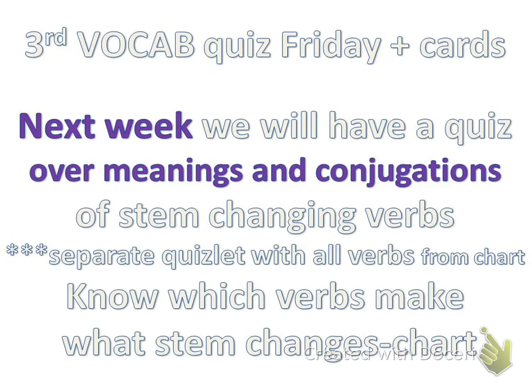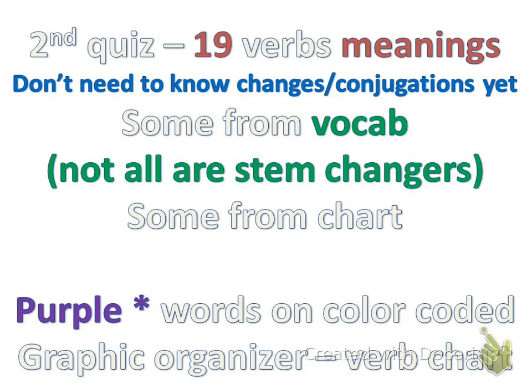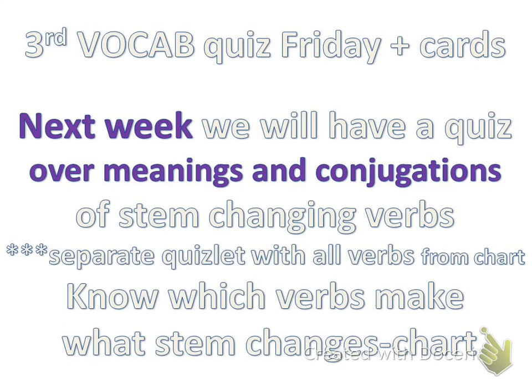And then the third vocab quiz is just vocab. We're not going to do this that we just talked about today on a quiz until next week, where you have to know meanings and conjugations of these stem-changing verbs. And again, you have a separate Quizlet for that on my website to help you study just the meanings of the verbs, not the restaurant vocabulary that we're doing this week. So this week is just vocab. The second quiz will be your 19 verb meanings, but you don't have to worry about conjugations just yet, but that's what we're going to practice next, is the conjugations.